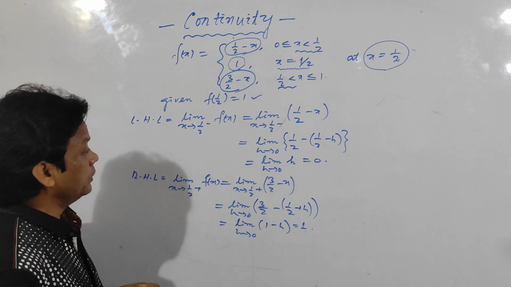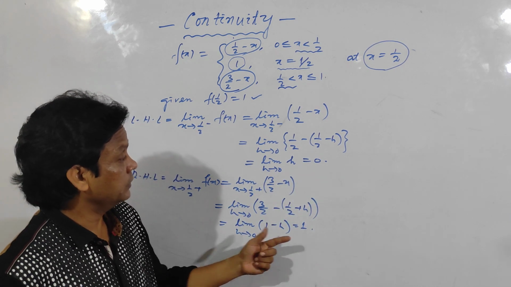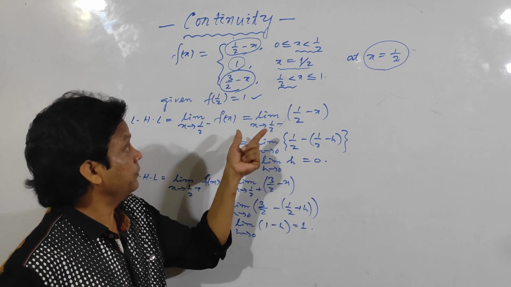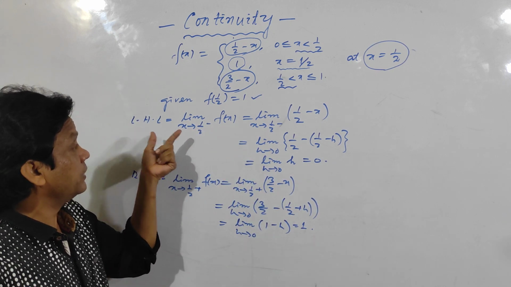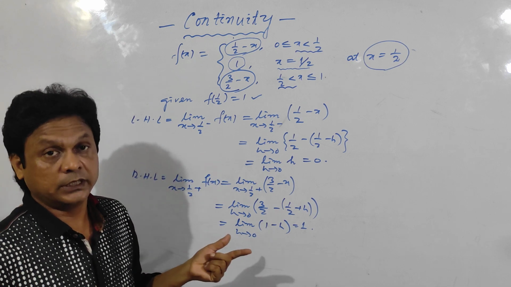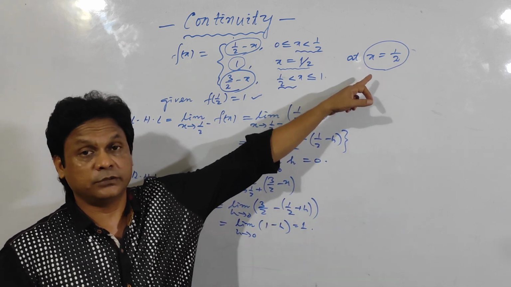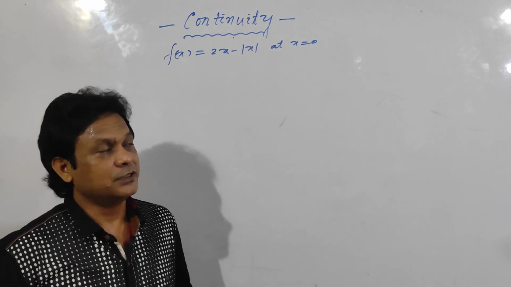So left hand limit is unequal to right hand limit. Finally you should write left hand limit is unequal to right hand limit. So the limiting value, that means limit x tends to half f of x does not exist. And hence the given function is discontinuous at x is equal to 1 by 2. Clear?